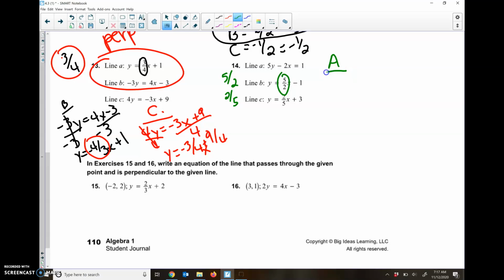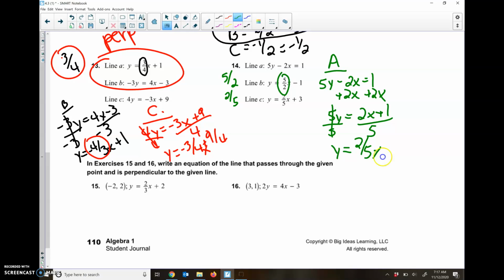So line A here is 5y minus 2x equals 1. And this one's a little more difficult. We got to add 2x to both sides. So 5y equals 2x plus 1, and then divide both sides by 5. So y equals 2 over 5x plus 1/5. So 2 over 5 is my slope for line A. 2 over 5 is my slope for line C. So A and C are parallel.